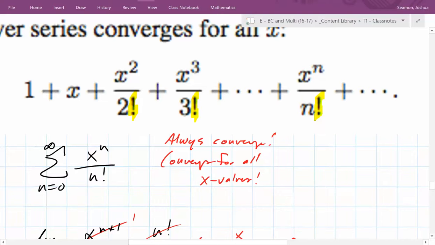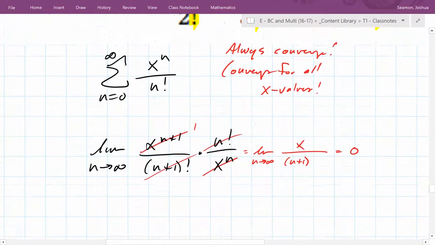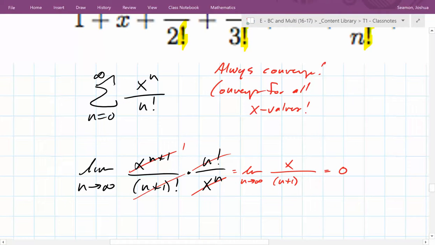Factorial is freaking powerful, everybody, right? It's huge. It's really, really powerful. Are you okay with that one? Does that make sense, everybody? So what's the radius of convergence on that one? What's the radius? Infinity, because it converges everywhere. Everywhere. Nice.